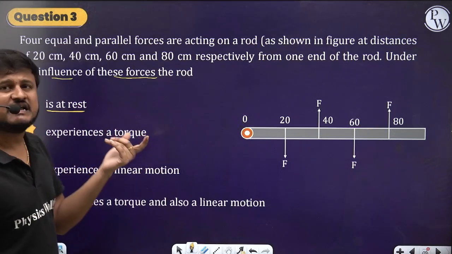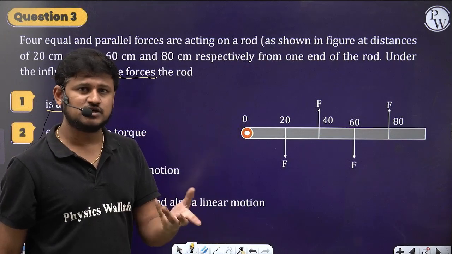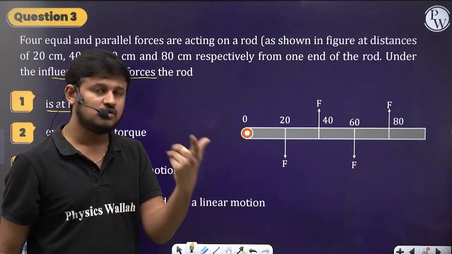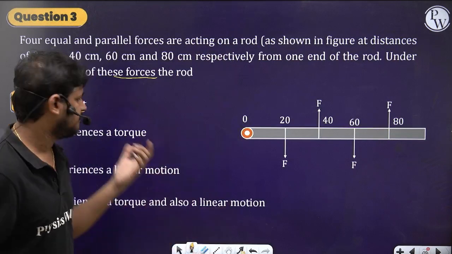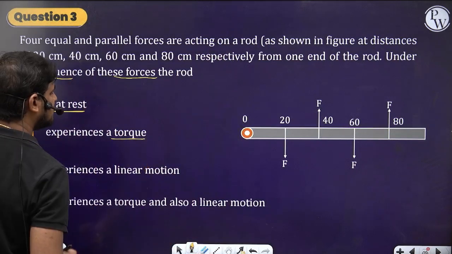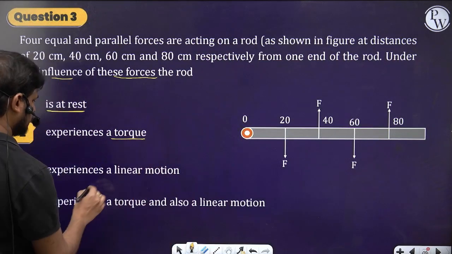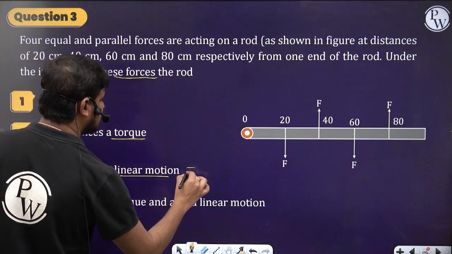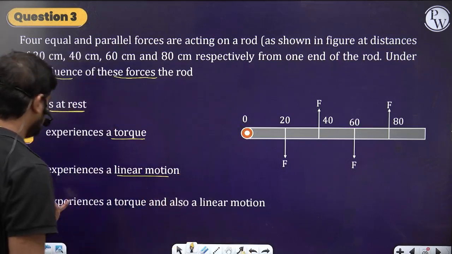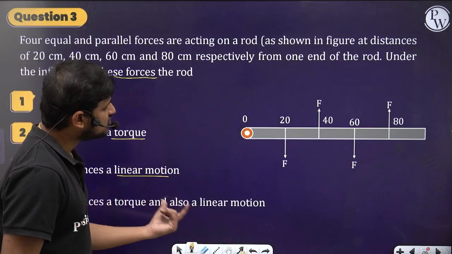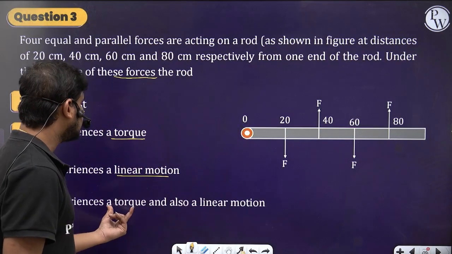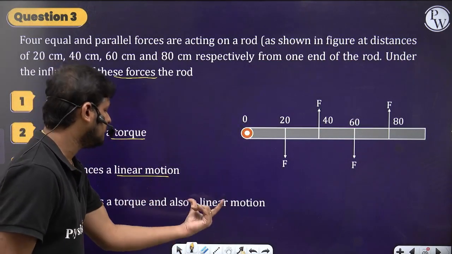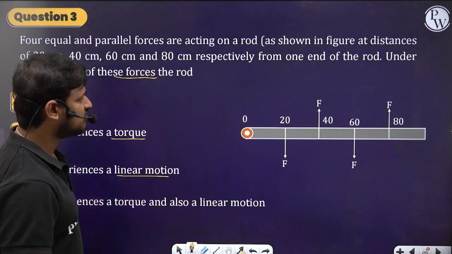If it is in static equilibrium, it will be at rest because there is no translation: no net force and no net torque. Or it experiences a torque, so torque is not equal to 0. Or it experiences a linear motion, so F net is not equal to 0. Or it experiences a torque and also a linear motion, that means torque is not equal to 0 and F net is also not equal to 0.